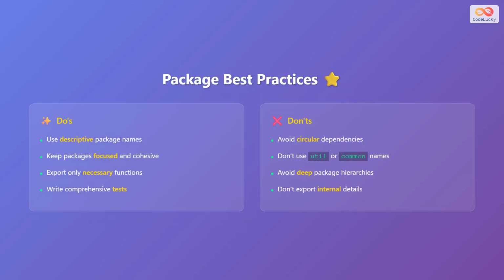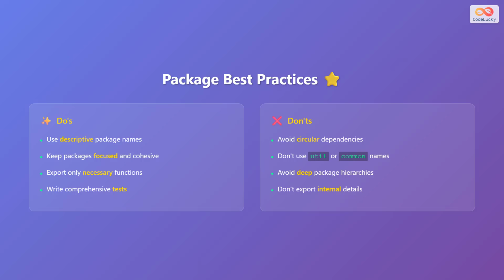Let's discuss some best practices for Go packages. First, use descriptive package names that accurately reflect the package's purpose. Keep packages focused and cohesive, ensuring they address a specific set of functionalities. Export only necessary functions and types to minimize the public API surface. Write comprehensive tests to ensure the reliability of your package.